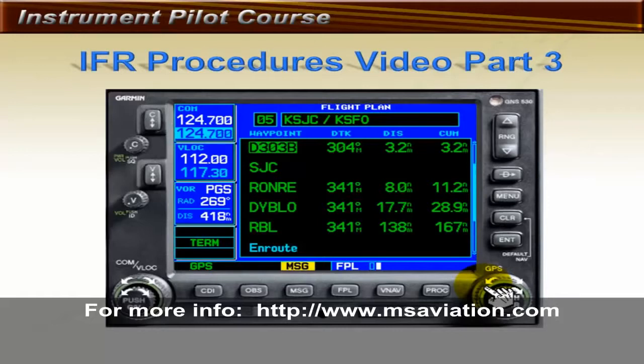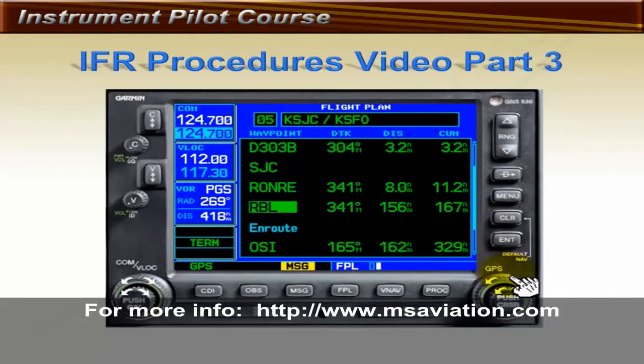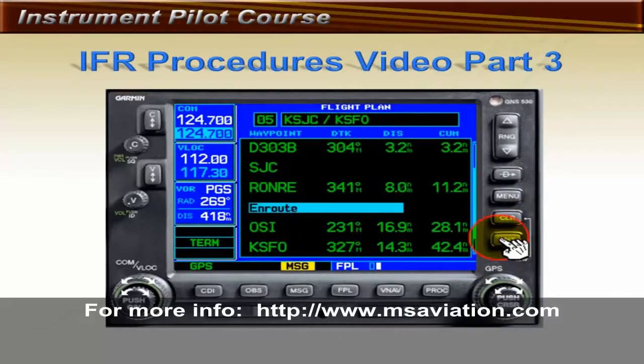So we're going to delete those points on the flight plan. The way we do that, use the outer ring, scroll down to Diablo, press Clear, remove Diablo, yes. The same thing with Red Bluff. Remove Red Bluff, yes. And now we have a plan that looks a little better. We're going to depart, go to San Jose, Ronry, then over to Woodside and San Francisco.